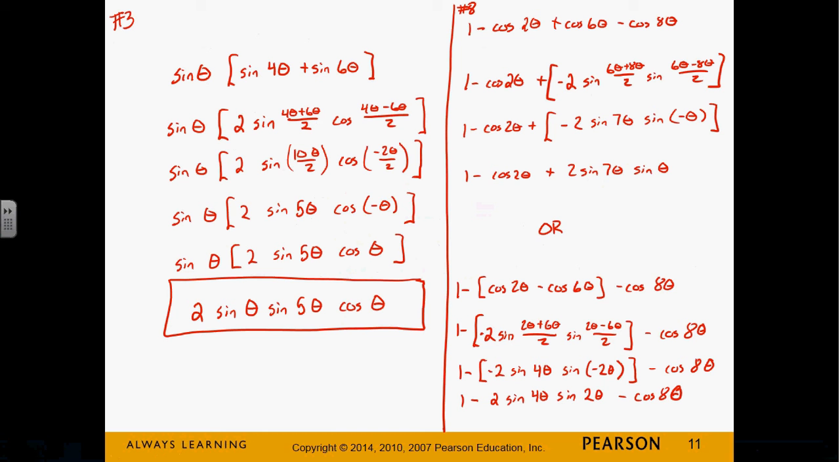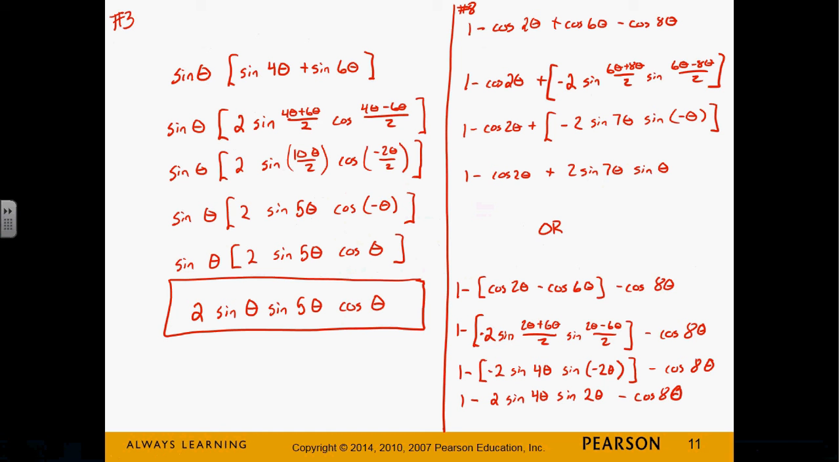Now, number 8, there are multiple ways of doing it because you have 3 things being added together. So I only did 2 of them, but there's actually another way of doing it as well. So 1 minus cosine 2 theta plus cosine 6 theta minus cosine 8 theta. So I associated the cosine 6 theta and the minus cosine 8 theta.